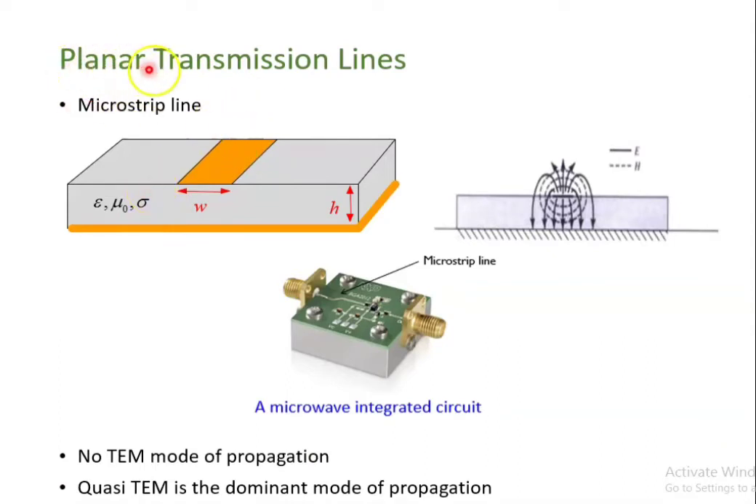Next, we go to planar transmission lines. One type is the microstrip line. See, this is a dielectric, this is a microstrip, and we have a ground plane. Here also, for the wave to propagate, electric and magnetic fields will be perpendicular to each other, but here some part of the field lines will be going out into the air. So it doesn't support a pure TEM mode of propagation, so we call it quasi-TEM.